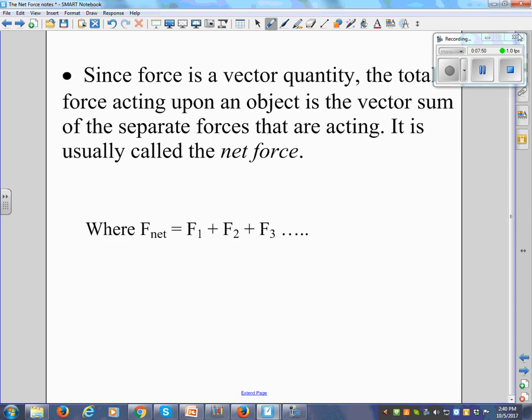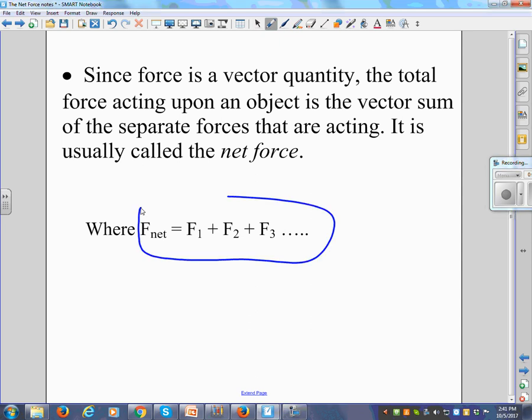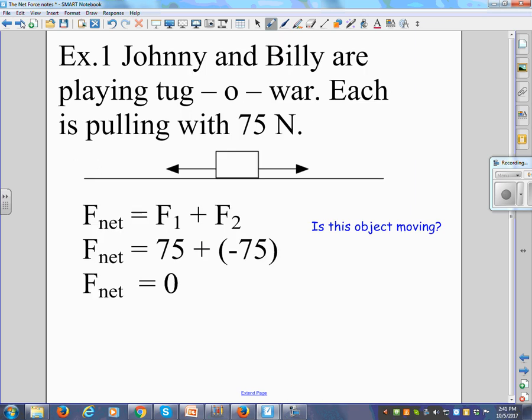Okay, so here I said since force is a vector quantity, the total force acting upon an object is the vector sum of the separate forces acting. It is usually called the net force. Now, is this actually a formula? Not really. It's just a statement. The net force is force 1 plus force 2 plus force 3. All the forces added together. That's all that really is. It's not really a formula that you're going to need or use.